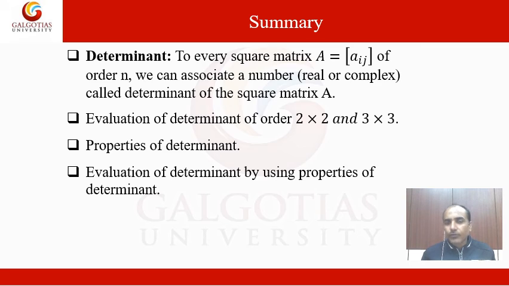Now the summary of today's lecture. In today's lecture we have learned about the determinant and the definition of the determinant. That means every square matrix can be associated with a unique number, and this unique number is known as the determinant of the matrix, and this number is either real or complex. We also studied evaluation of determinants of order 2 cross 2 and 3 cross 3, properties of determinants, and evaluation of determinants by using the properties of determinants.